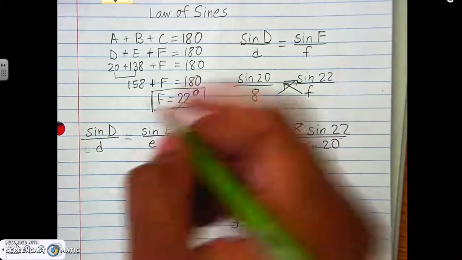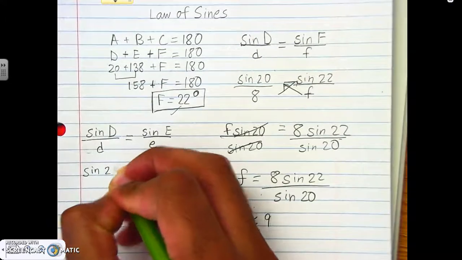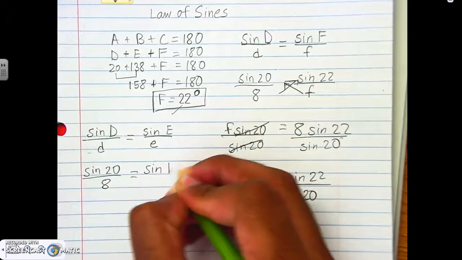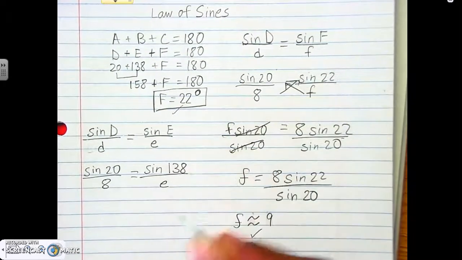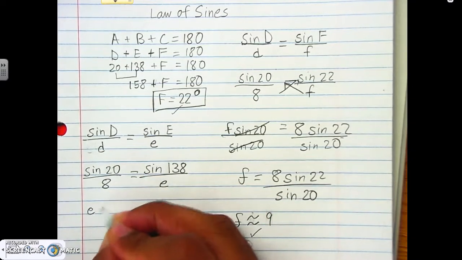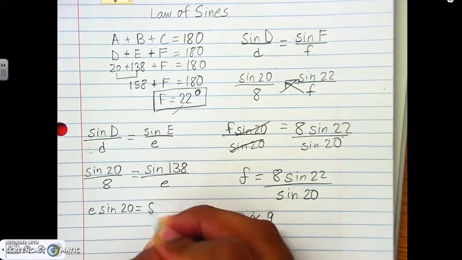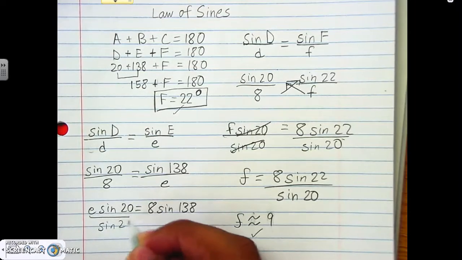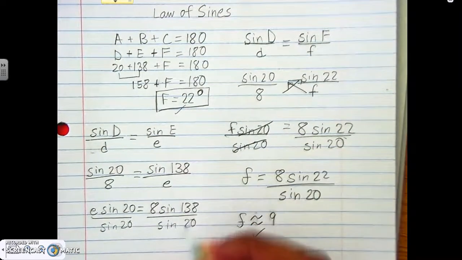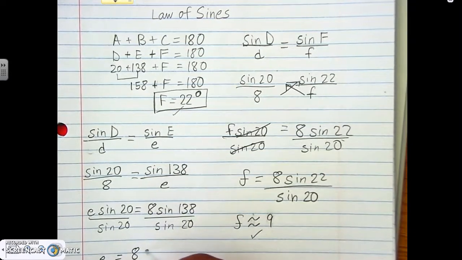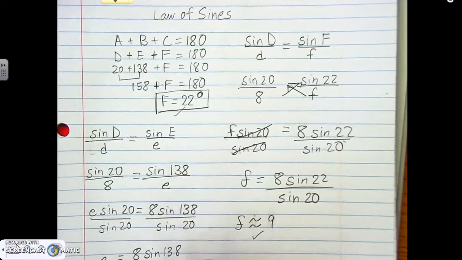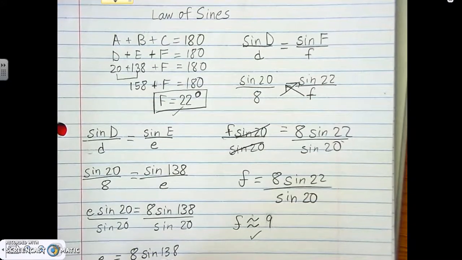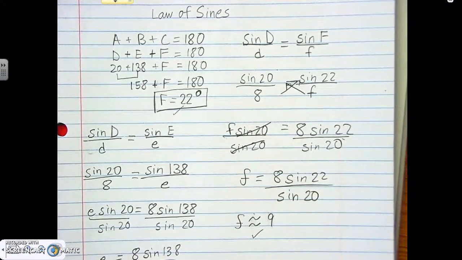So here, our D's, and our E's, again, cross multiply, and then we divide by sine 20, so we can get e by itself. And again, once we get this as a fraction, we put it into the calculator and get a final answer. And when you put this into the calculator, you get approximately 16.